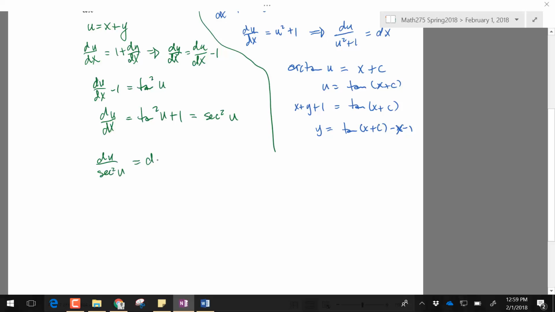Oh, what's secant? Cosine? Sine? Cosine. Definitely sine. I think it's cosine. Cosine squared u du dx. Oh, I hate this. I mean, this requires some sort of formula. Yeah, I just want the answer. What is it?